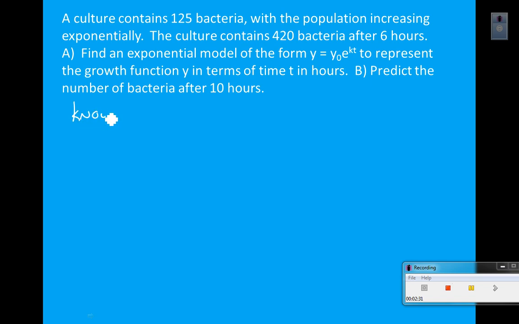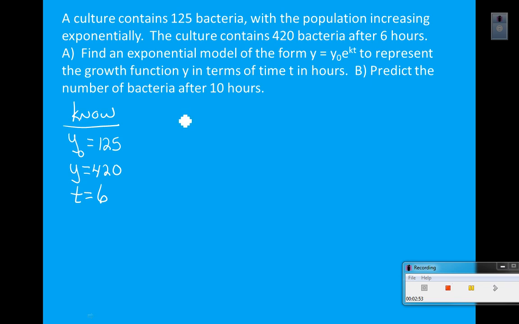Well, here's what I'm going to do. Let me figure out what we know. I know initially there are 125 bacteria. So I know that y sub 0 is 125. Sometime later, there's 420 bacteria. So I know that y equals 420 6 hours later. So t is going to be 6.